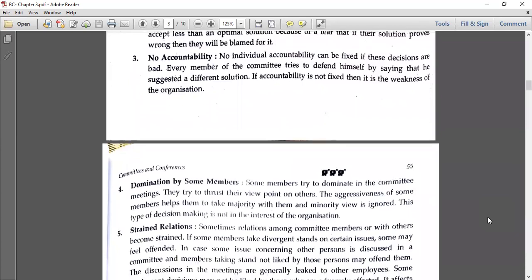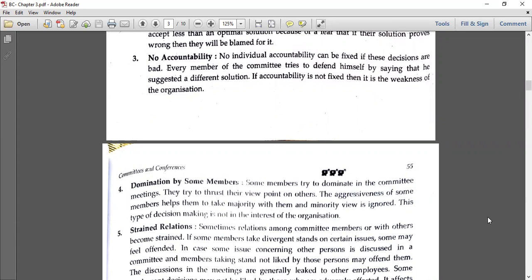Then there is no accountability. No individual's accountability can be fixed if these decisions are bad. Every member of the committee tries to defend himself by saying that he suggested a different solution. If accountability is not fixed, then it is a weakness of the organization.